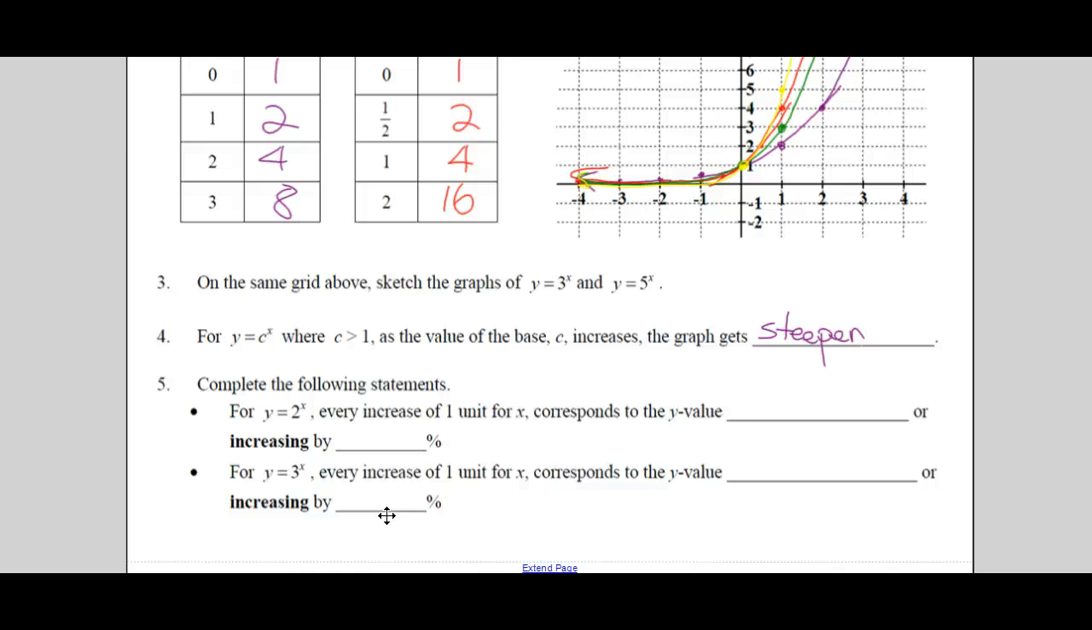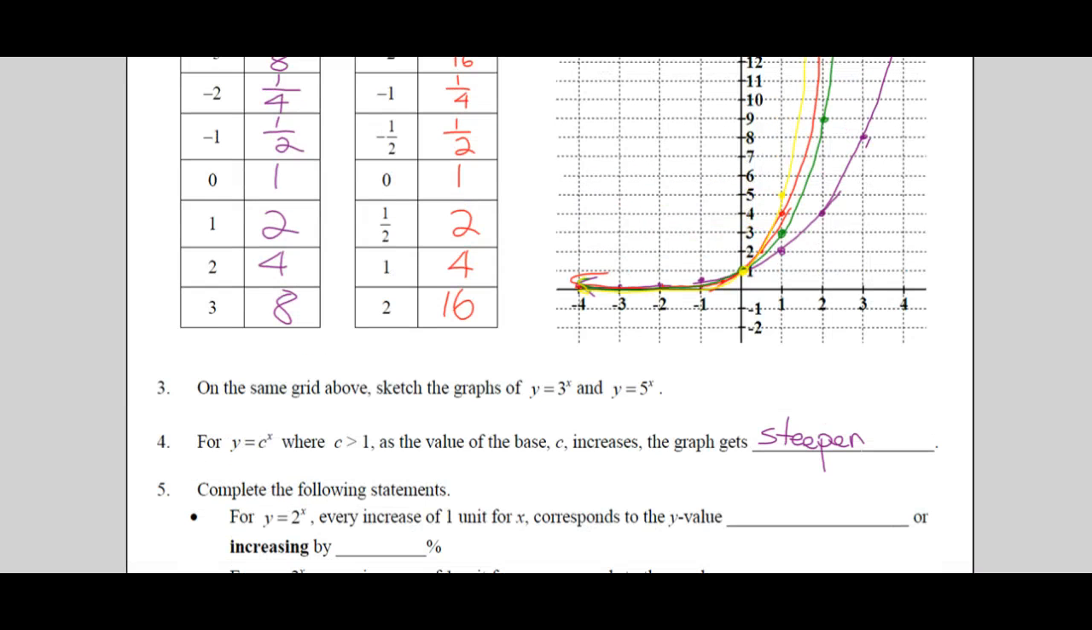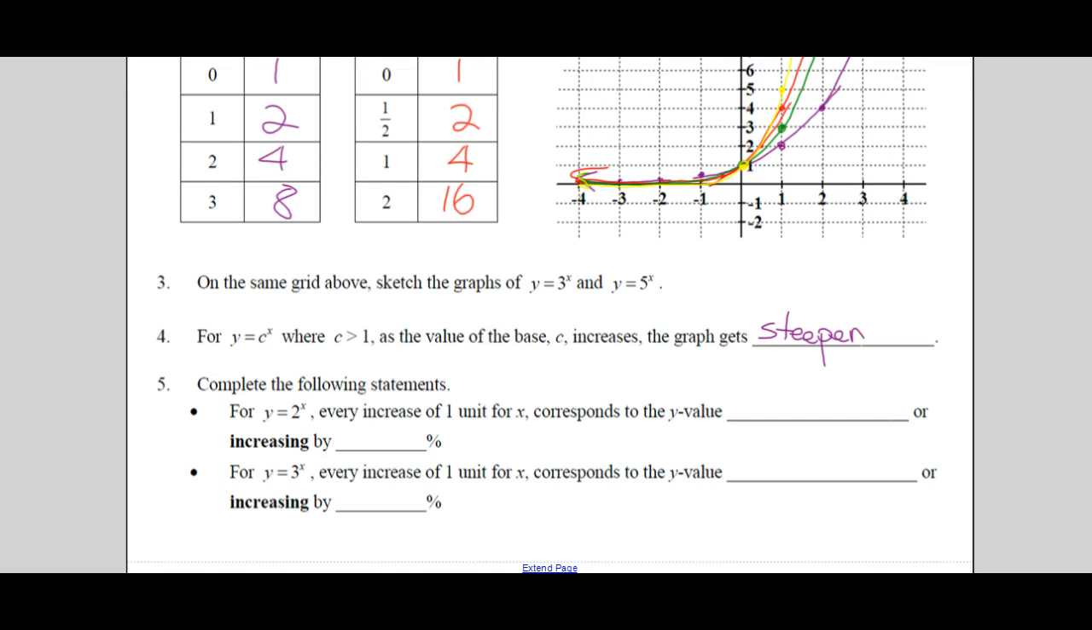Complete the following statements. For y equals 2 to the x, every increase of 1 unit, going from 0 to 1, or 1 to 2, or 2 to 4, corresponds to the y value doing what? 1 to 2, 2 to 4, 4 to 8. It's doubling. Doubling. If it's 3 to the x, what's it doing? Tripling.